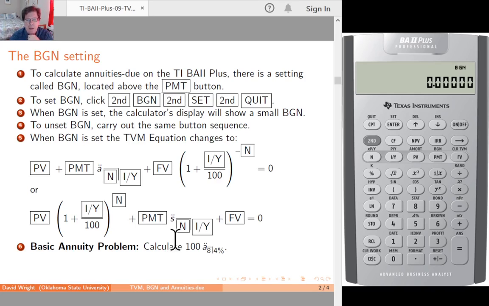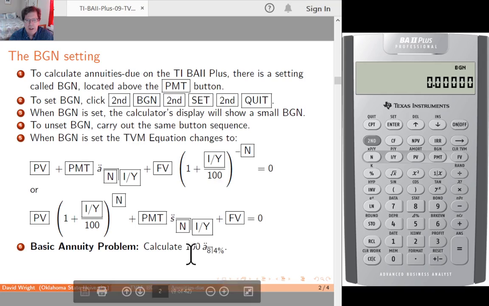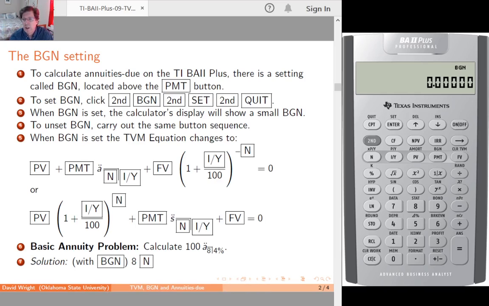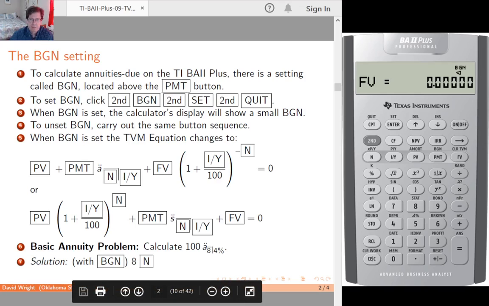Basic annuity problem. Calculate 100 times the annuity due, A double dot, for 8 payments at 4%. And we did this for the annuity immediate in the previous video, so I'll just go through. We're going to put in 8 for N, 4 for the interest rate, and present value we'll leave alone. The payment is 100, and the future value is 0. So we've got all that.